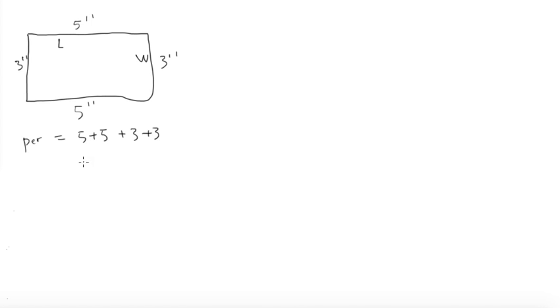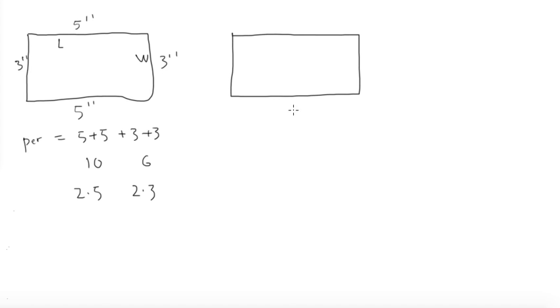Now, 5 plus 5 is 10, right? And couldn't I rewrite 5 plus 5 as 2 times 5? 3 plus 3 is 6. And I could rewrite that as 2 times 3, okay? Now, say I had another rectangle. A better rectangle, isn't it? And say this was 6 inches, and this was 4 inches, okay?